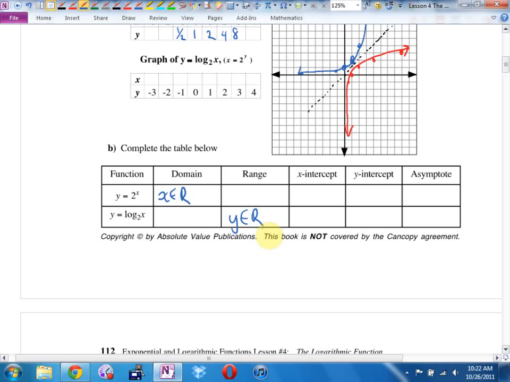What was the range of my exponential, Brett? What's my domain of my log? We're literally switching the x and y's around. Y greater than 0, x greater than 0.